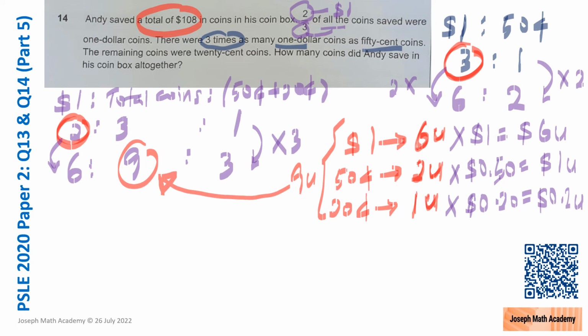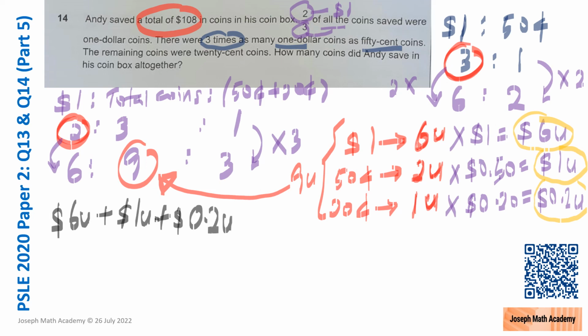Okay, now this part, this is the total value of the $1 coins, the total value of 50-cent coins, and the total value of 20-cent coins. So if I add these three categories of total values, I should equate it to 108. Okay, let me write down here. So this is the $1 coin. Let me write down in a darker pen. So for the $1 coin, the total value is 6 units. For the 50-cent coins, the total value is 1 unit. For the 20-cent coins, the total value is 0.2 units. Adding all this using calculator involving decimal, we should have 7.2 units.